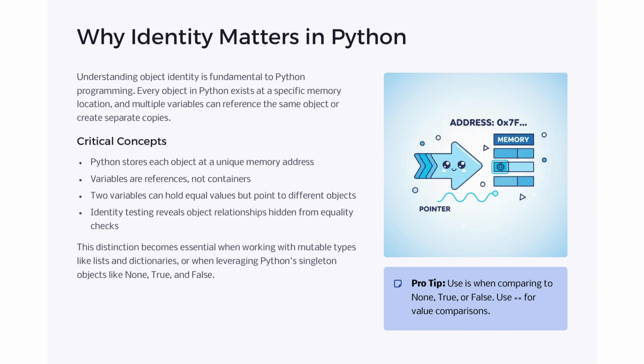Understanding object identity is crucial in Python. Each object has a unique memory address, and variables act as references. Two variables may have equal values, but point to different objects. Identity testing uncovers relationships hidden from equality checks, especially with mutable types or singletons like None, True, and False. Use is for identity, == for values.